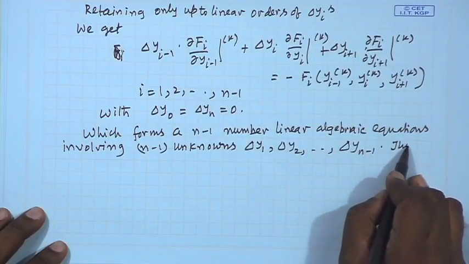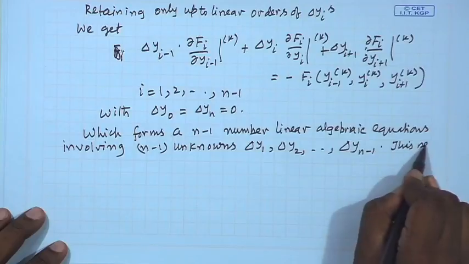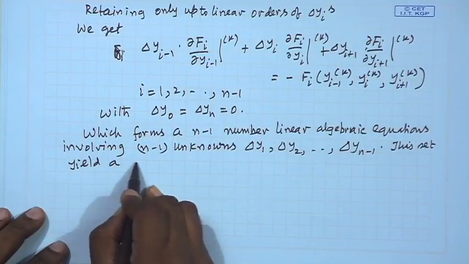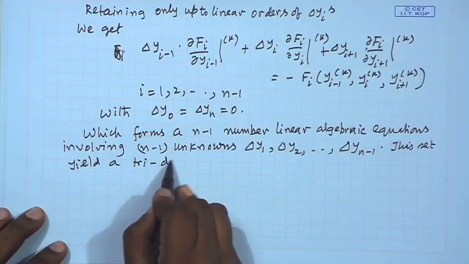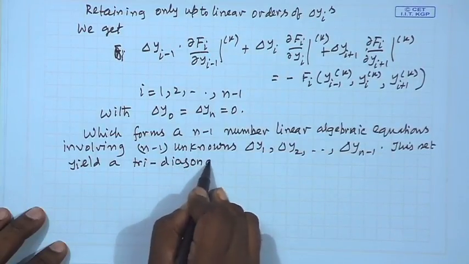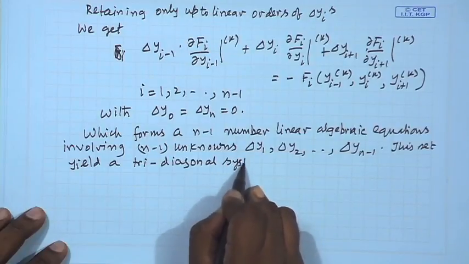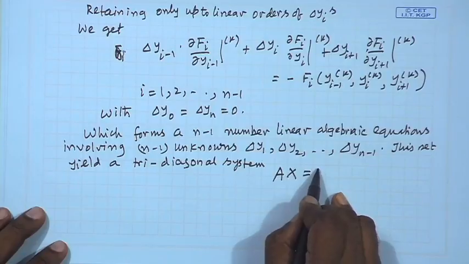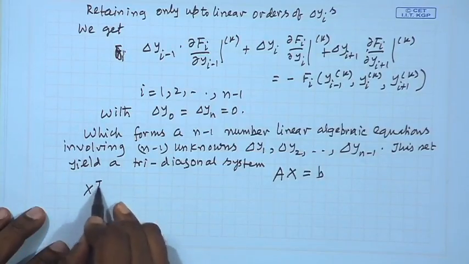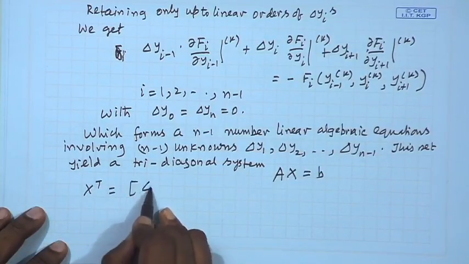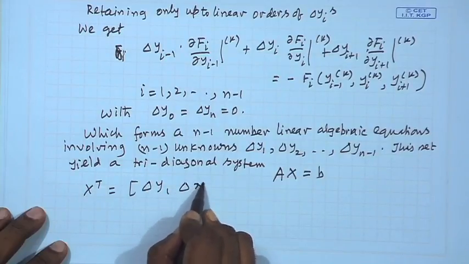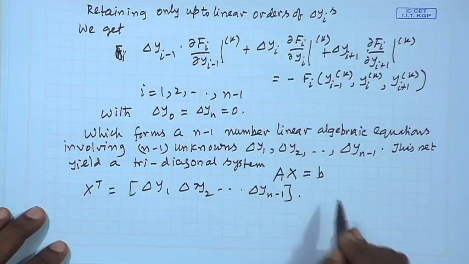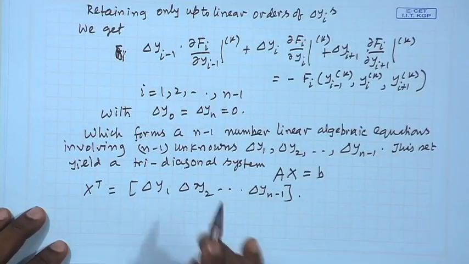This yields a tridiagonal system. One can very easily see that this forms a tridiagonal system, Ax equal to b, where x transpose is this vector delta y1, delta y2, delta yn minus 1. So solution of which will give you the x.